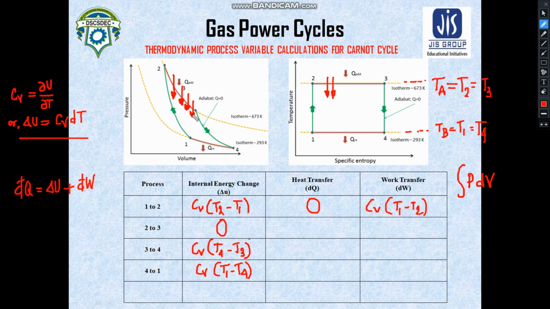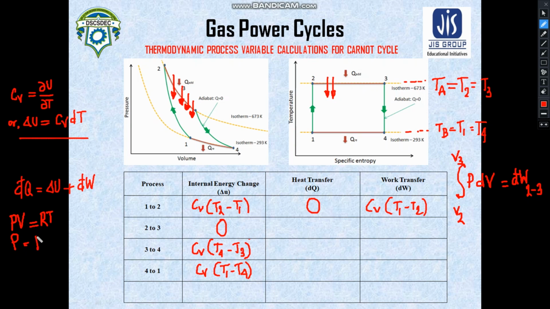Okay, now for the isothermal heat addition, we need to calculate the work done. So let us see how it can be done. Here it is work done for the process 2 to 3. You can see the volume changes from V2 to V3. Now air is the working fluid here. Air behaves as an ideal gas. So PV is equal to RT. Pretty simple.